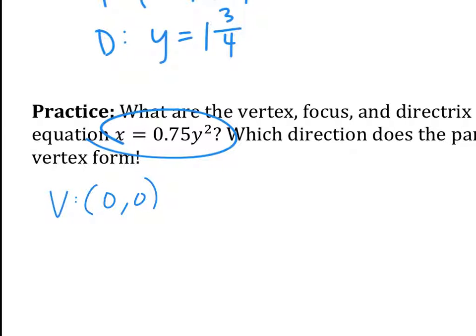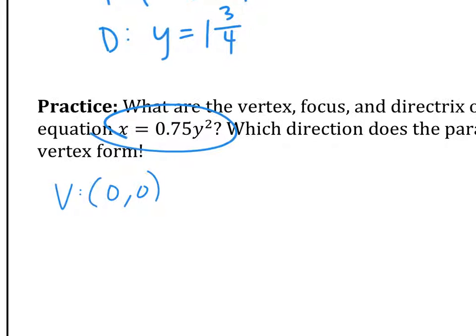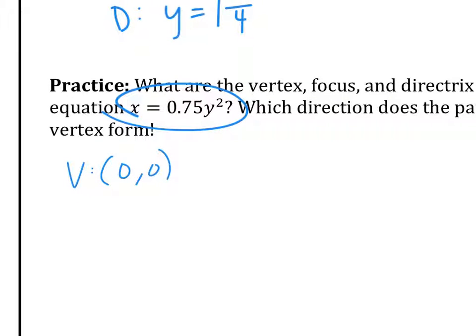Vertex is 0, 0. Okay, so can you go ahead and draw a picture of how you think this parabola is going to look? Okay, so show me with your arm which direction this parabola is turning. Yes, that way, to the right. It's an x equals 2 equation, so it has to be left and right. It's positive, so it's pointing towards the positive direction. So this is 0, 0, and it points towards the right.